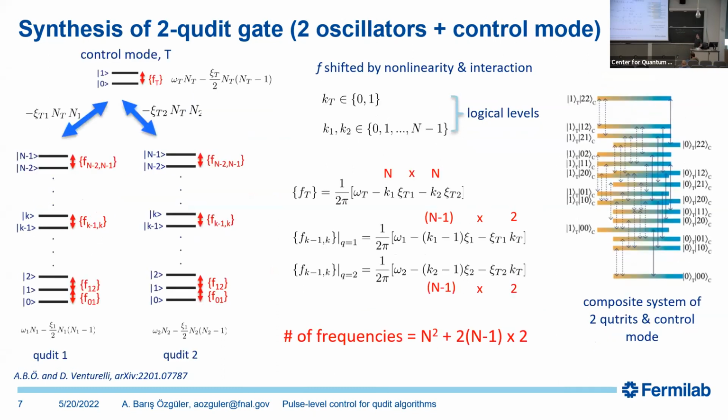Things get more involved if you add another oscillator. If you want to synthesize a two-Qudit gate, for example, then again we have the interaction shift, due to the interaction and also due to transmon and Qudit occupations.